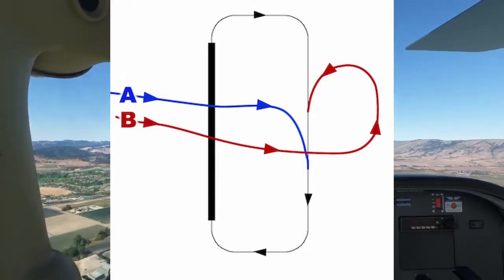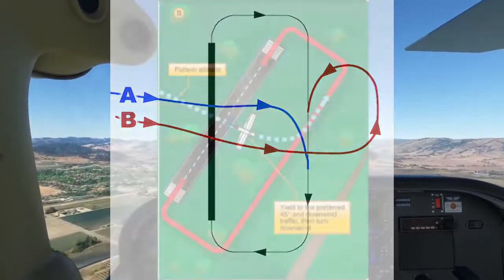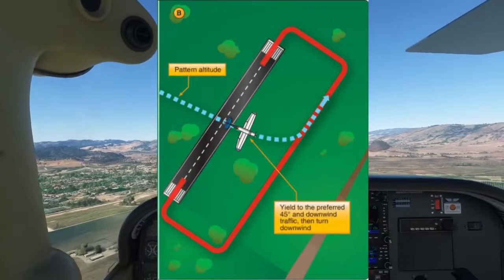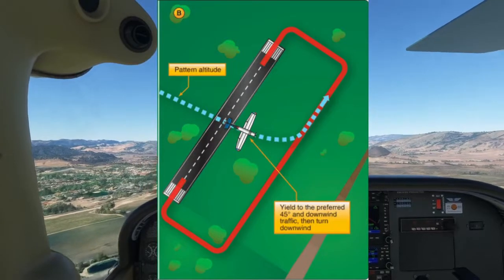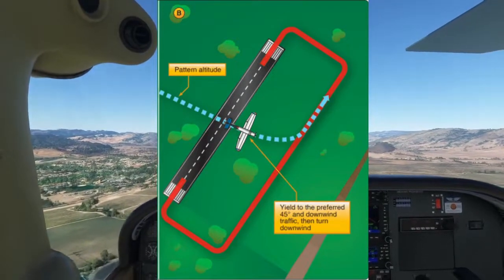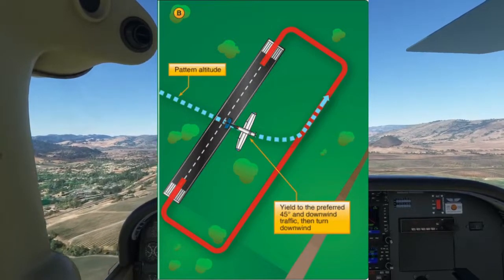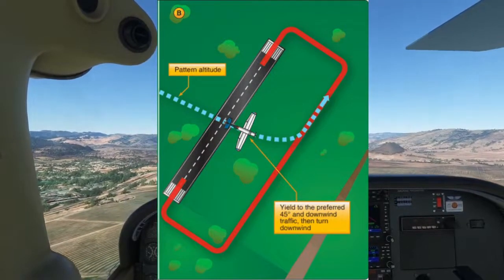Additionally, don't expect to always enter the traffic pattern on the side of the runway from which you approach. The tower may give you an instruction to cross overhead the airport, and then enter the downwind on the opposite side of the field. If this is the case, you can still enter the downwind on the 45-degree angle, but you'll just be doing so from the inside of the traffic pattern rather than the outside of the traffic pattern.